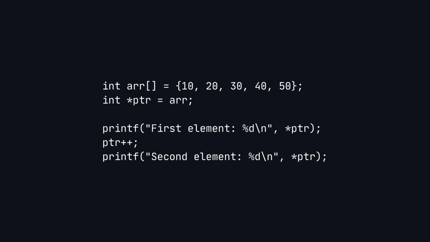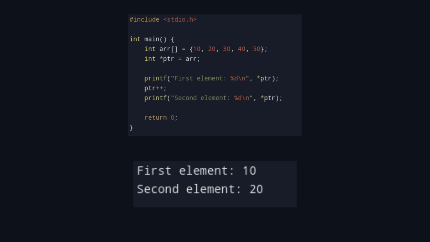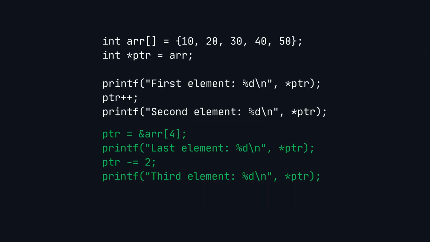This is why pointer arithmetic is so elegant. You don't have to think about byte sizes. If you have a pointer to int and you add 1, it moves to the next int. If you have a pointer to double and you add 1, it moves to the next double, even though that's 8 bytes away. You can also do subtraction. This moves the pointer backwards by 2 integers.